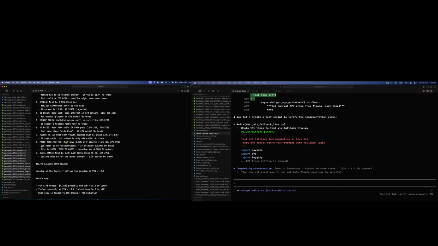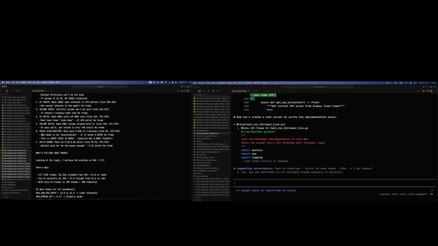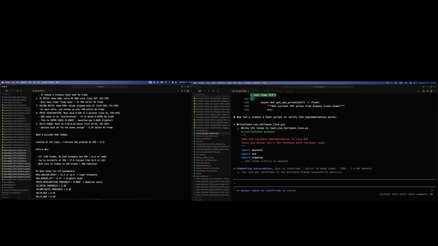The price acceleration: price must move 3.03% in 2 minutes, and QQQ needs to be accelerating. If it moves 0.029, no trade. This is super loose. Baseline was 0.0055. Really, so it's a lot. The delta range must be 0.04 to 0.06. Options must be at the money enough. 0.39, no trade. What's killing your trades?